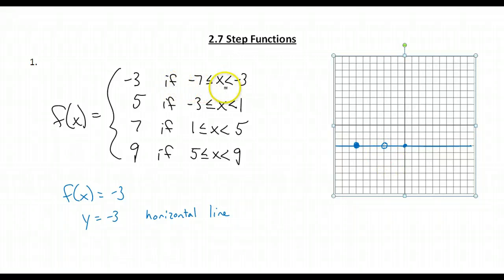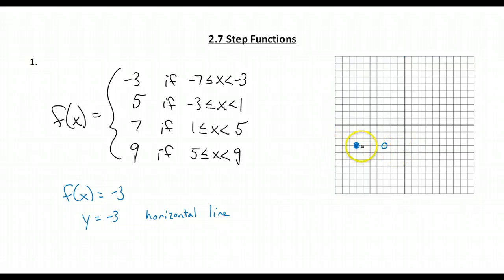Now this tells me I want to be on this line if x is between -7, including -7, and -3. So if I look at this graph, I don't want any of these values that are outside this little window. So I'm going to erase all of those values, and I'm only going to connect the x values between these 2 points. So when x is between -7 and -3, my output is -3.